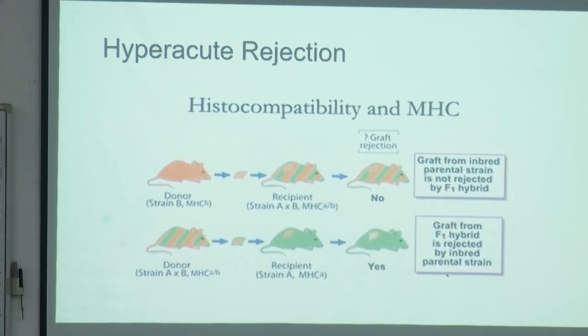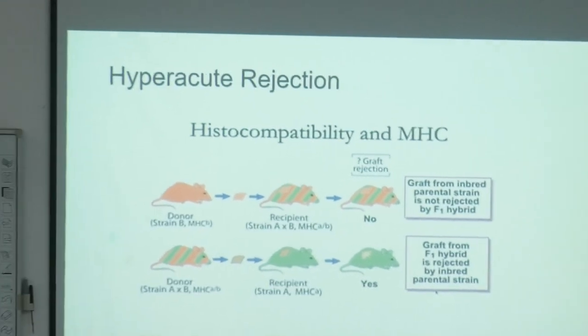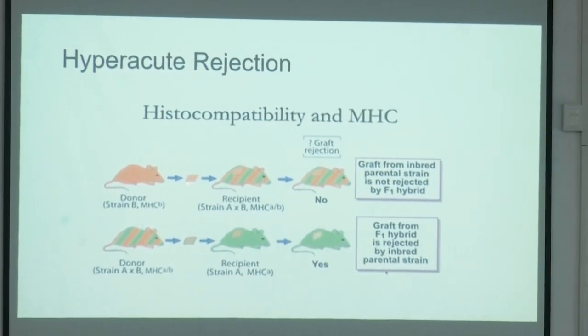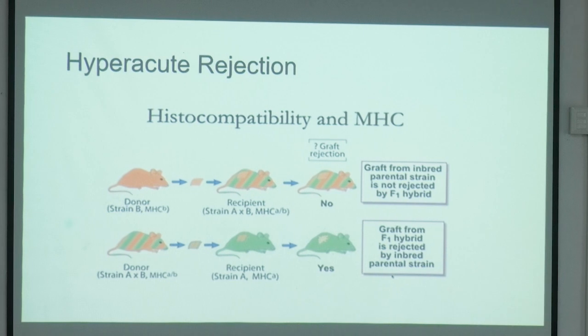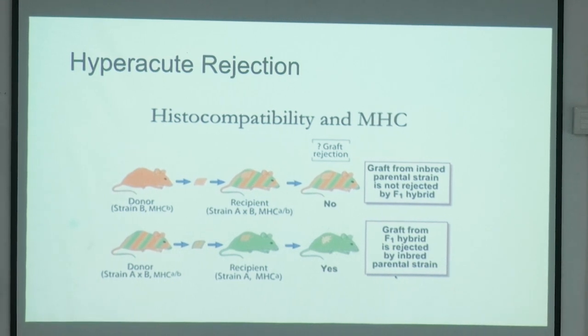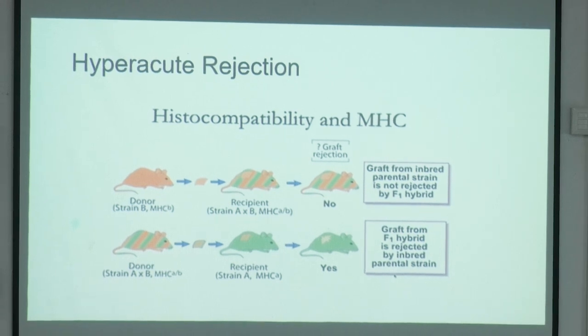Now let's complicate this situation a little further. Suppose the donor is of MHC type B, but the recipient has mixed MHC, both A and B. What will happen? The graft from an inbred parental strain is not rejected by the hybrid. Hybrid means which has both A and B. But if the donor is a hybrid and the recipient is of either MHC category A or B, the graft will be rejected.